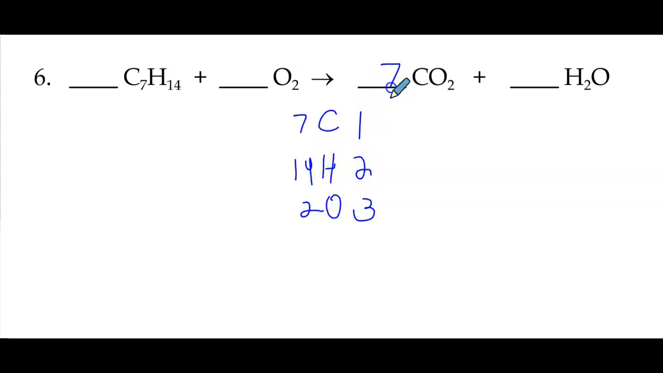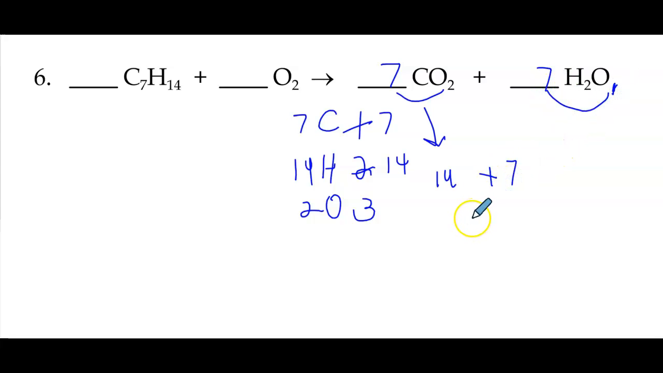So I'm going to put a 7 here, which gets my carbons to 7. I'm not going to deal with my oxygens. I'm going to leave them last. I'm going to get my hydrogens to 14 by putting a 7 here. This has 14 now. Now I'm going to deal with oxygens. So I'm thinking about that. That gives me 14. I'm thinking about this. Remember, there's a 1 here. That gets me 7. 7 plus 14 is 21. So I know that if I take 21 divided by 2, I'm going to get 10.5.